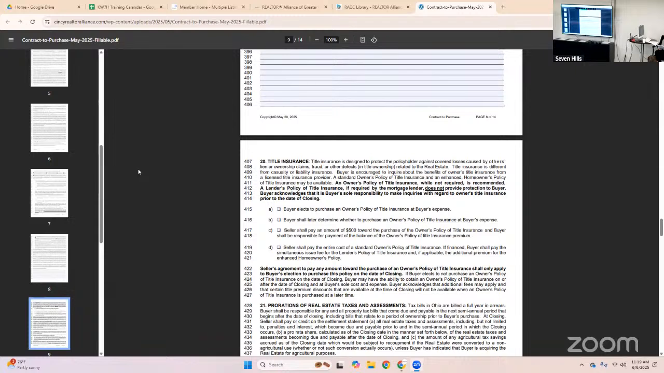So what do you normally check there? I mean, you check A, right? Buyer likes to purchase the policy at their own expense, right? If I'm writing a purchase contract, it's A, right? Yeah, but it's A or C. A lot of times it's going to be C because you're asking the seller to contribute 500. So, I mean, it's up to the offer you're writing.